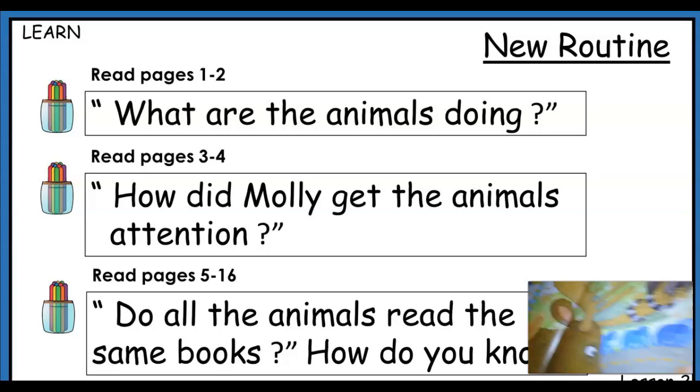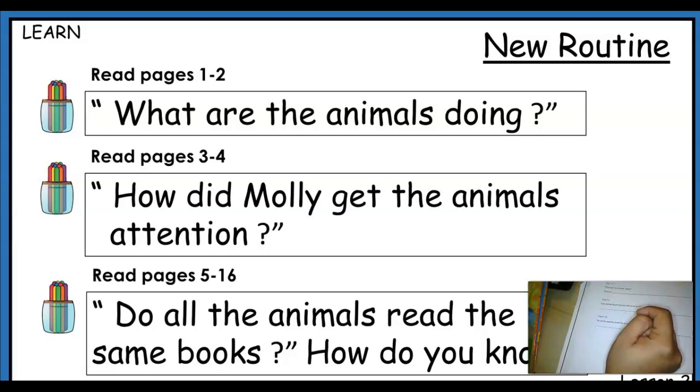Let's pause right here. How did Molly get the animals' attention? What did she do? Answer in a complete sentence. Molly. And finish the sentence. You can pause the video and write your sentence, and when you're done, you press play again. I'm going to continue reading.